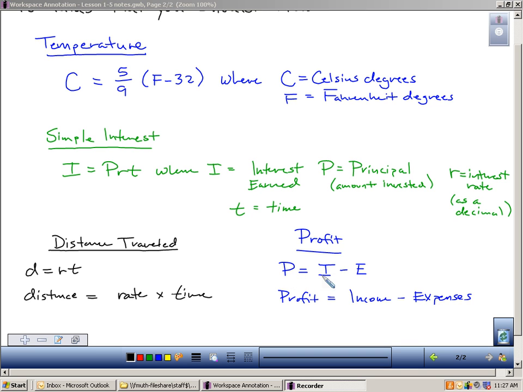Profit is always equal to income minus expenses. Your income, what you bring in, better be more than your expenses, or you don't have a profit. A simple example: you mow lawns and you make 20 bucks and then you go to the store and spend 50. 20 minus 50, you're in the hole 30 bucks. That's a bad situation. You need to be making more than you spend. Profit equals income minus expenses.